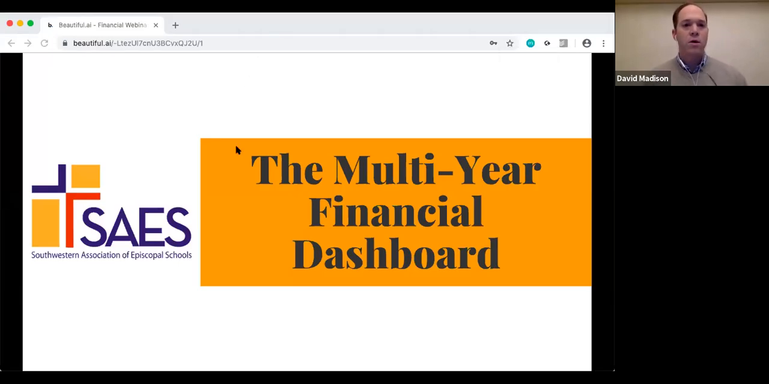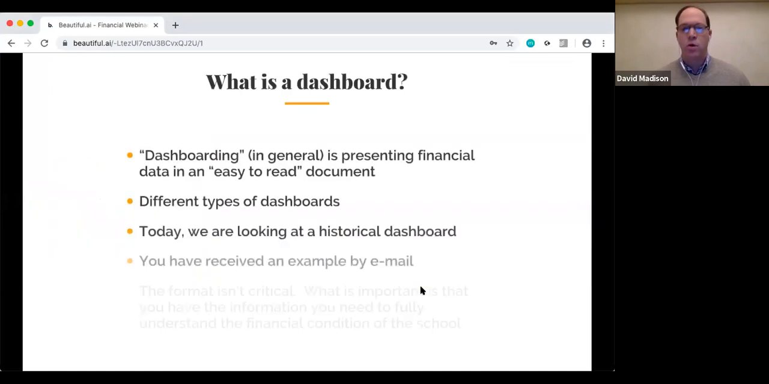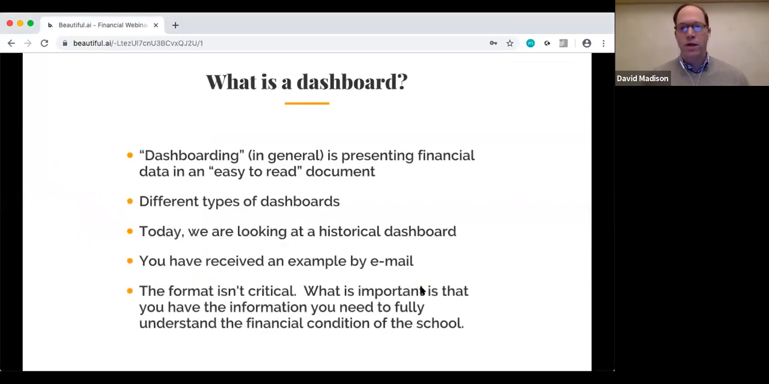Okay, let's get started with the second half of the presentation today. This is focusing on something that we call the multi-year financial dashboard. So first, let's just talk about what dashboarding is. Basically, that's any attempt to present financial data in an easy to read visual document.